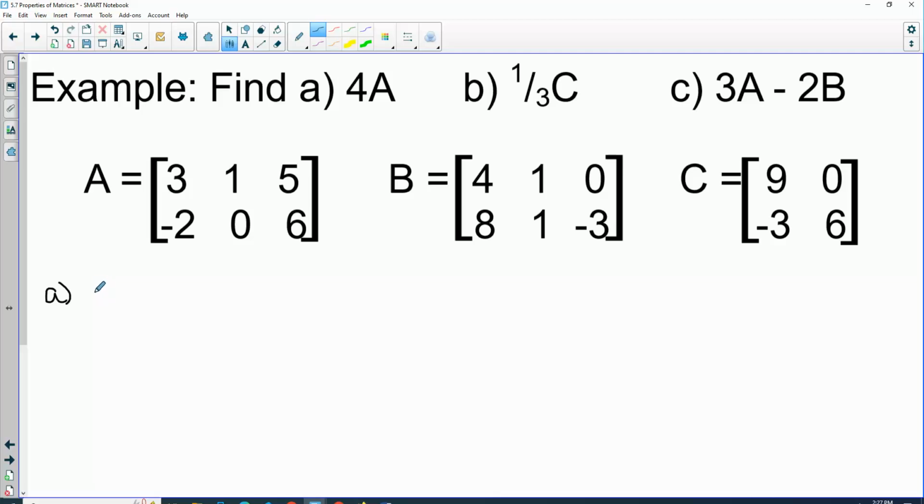The first thing I asked for is 4A. What do you think that means? It's actually not just the top row. Yeah, it's taking every single entry in that matrix times 4. So think of it as distributing a 4 to everything. So what would the first row become? 4, 20. And the second row?